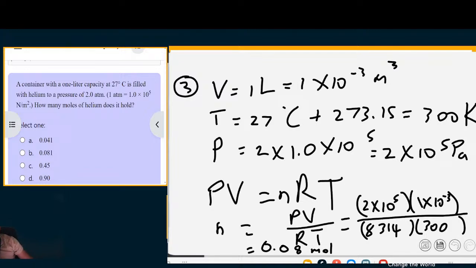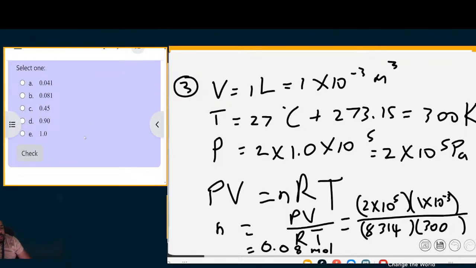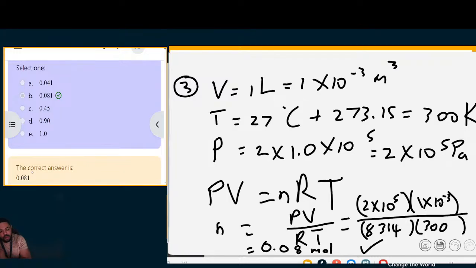Of course, you could have used the other gas constant and then used it in liters, atmospheres. Instead, you'll still get the answer, 0,08. Let's check. Yes, that is correct. So this is the correct answer.